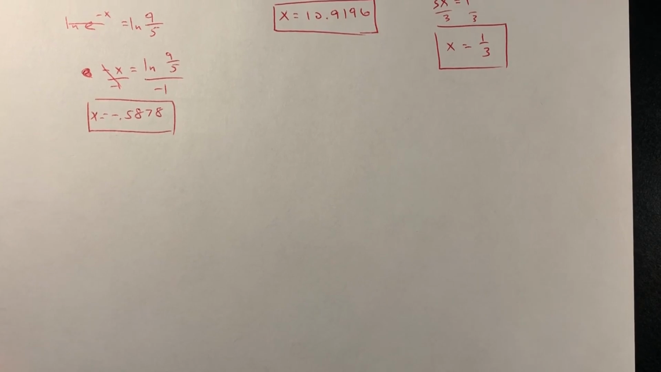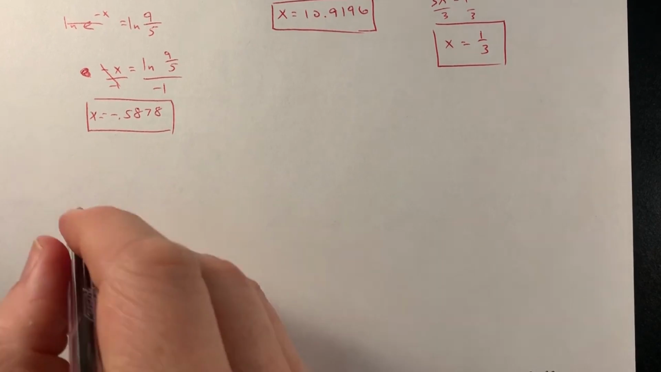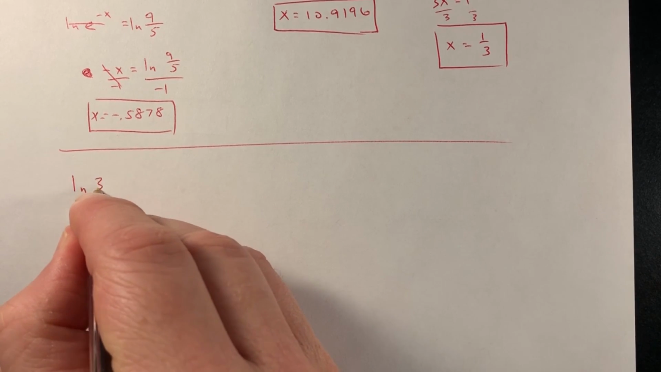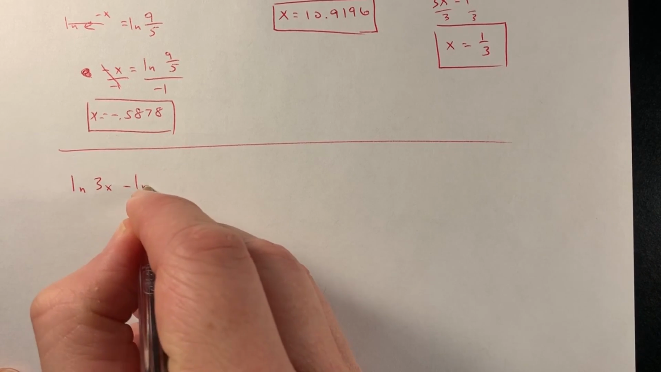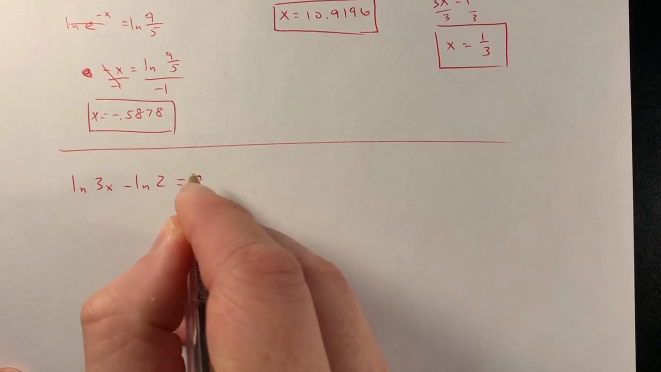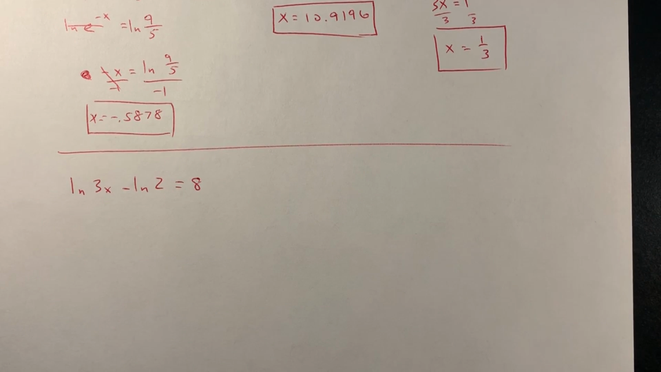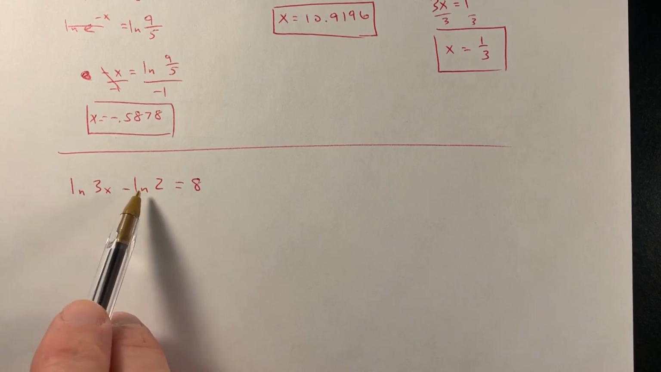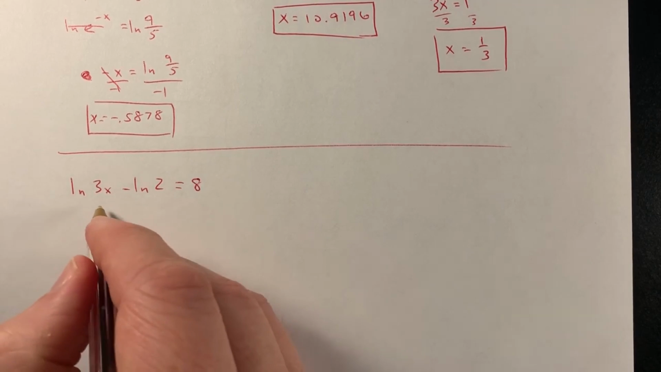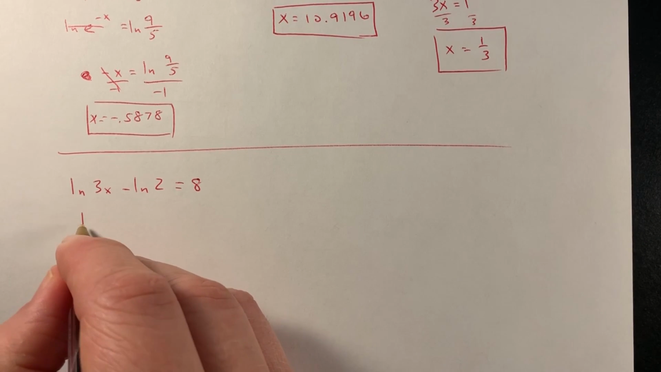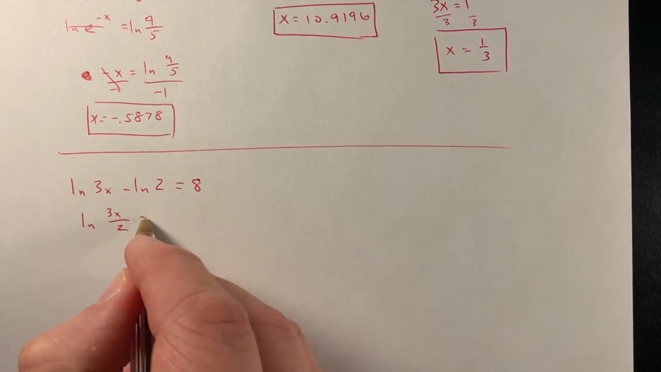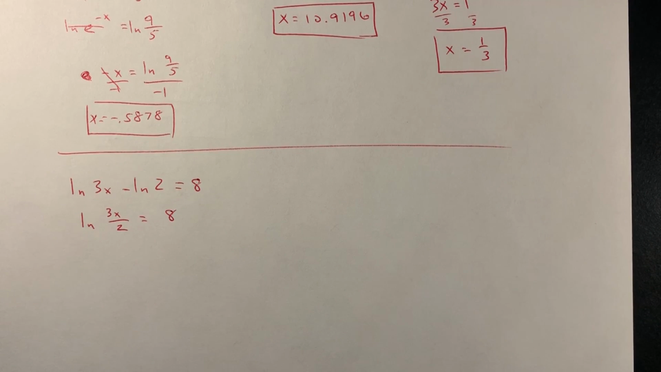Okay, I'm going to write in a couple more equations here. So we'll do natural log 3x minus natural log 2 equals 8. Okay, so this one is going to require us to condense. Okay, so these are logarithms with the same base. They're both log base e. And with a minus between, I can condense into a single logarithm like this. Natural log 3x over 2. I divide the arguments. Equals 8.